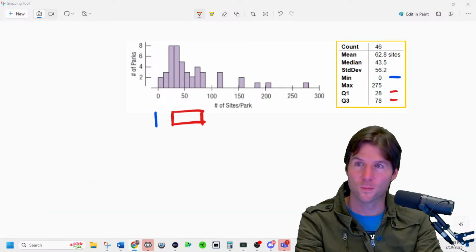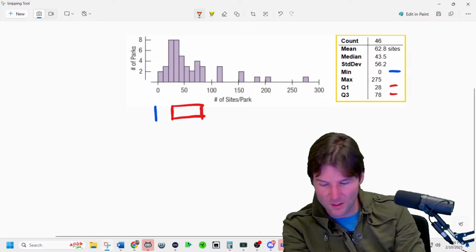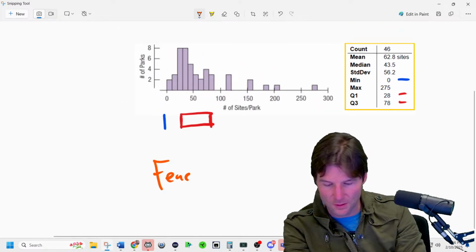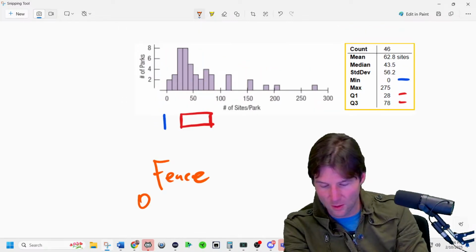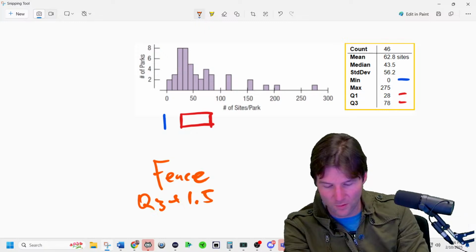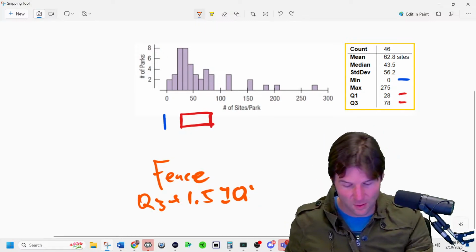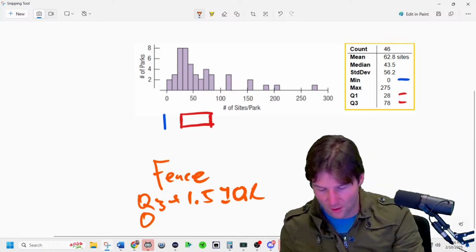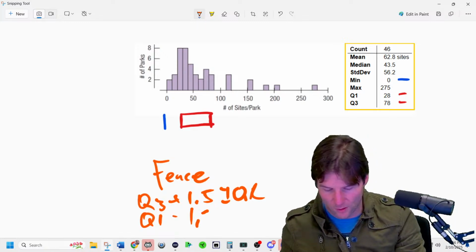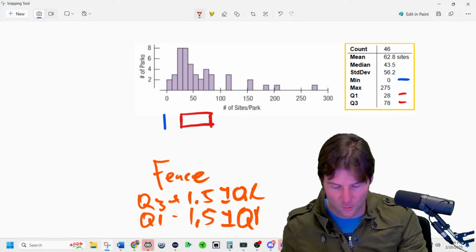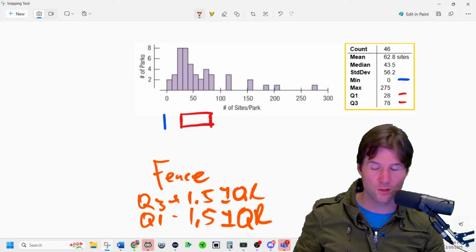Because when we figure out where the fence is at, the fence is going to be Q3 plus 1.5 IQR. Whatever that was. 50, you got it, Kai. Great job. And Q1 minus 1.5 IQR. That's where the fences are at, that 1.5 number. Very important number sometime on the quiz.